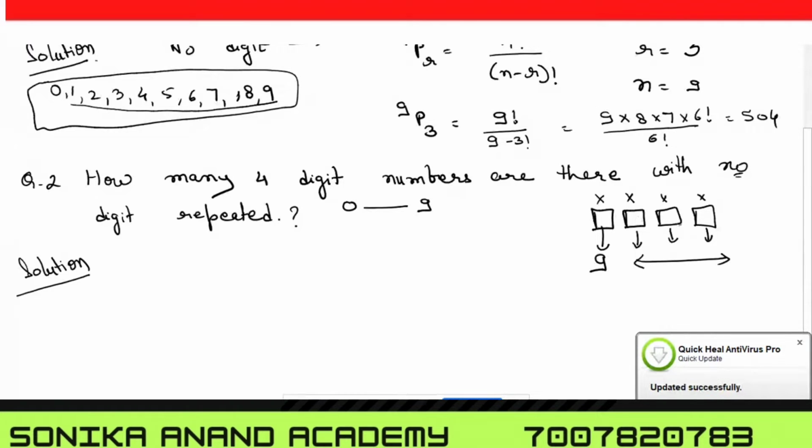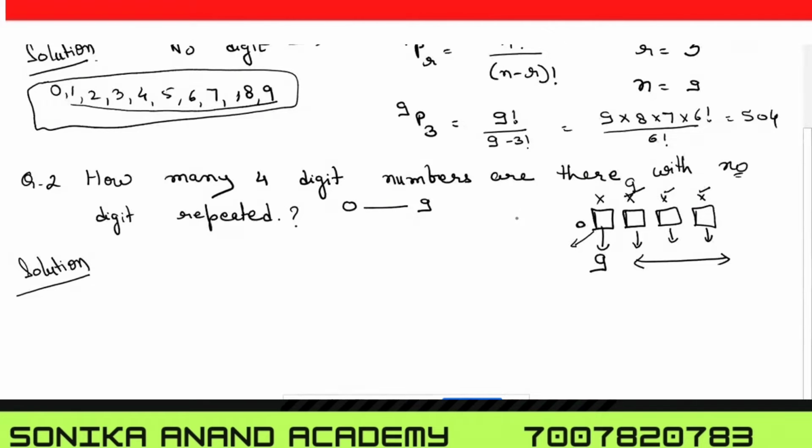How many numbers can we fill over here? We have 10 numbers. 10 numbers for this, 10 numbers for this, 10 numbers for this. But one number is getting filled over here, so we are left with 9 choices here.